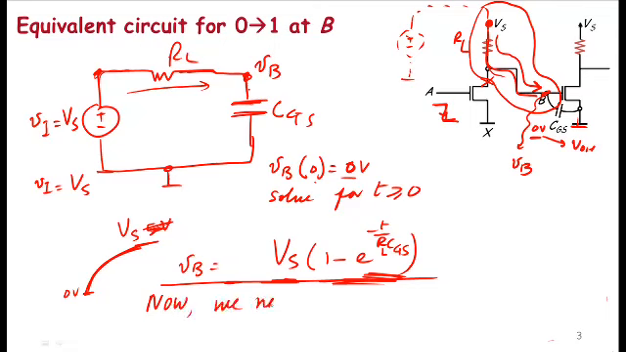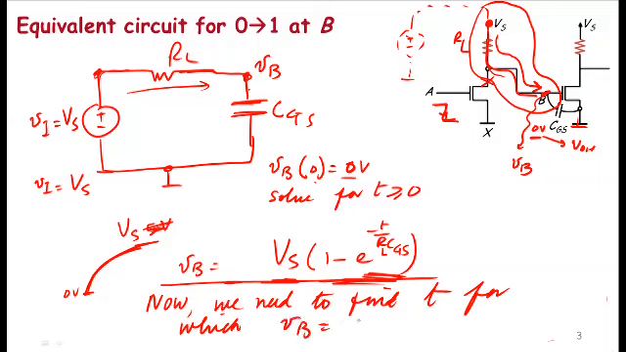As a final thing, what you need to figure out is the time t that it takes the capacitor to rise from 0 volts to VOH. In other words, for VB to go from 0 volts to VOH, and that is my rising delay.